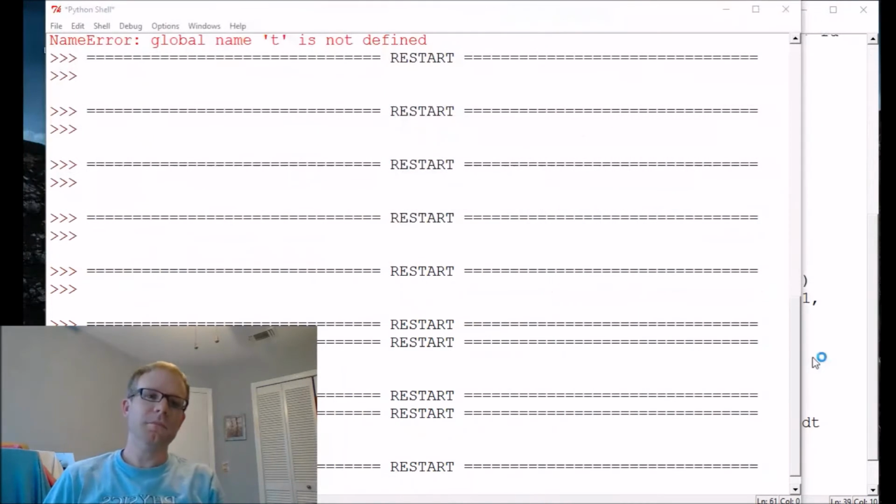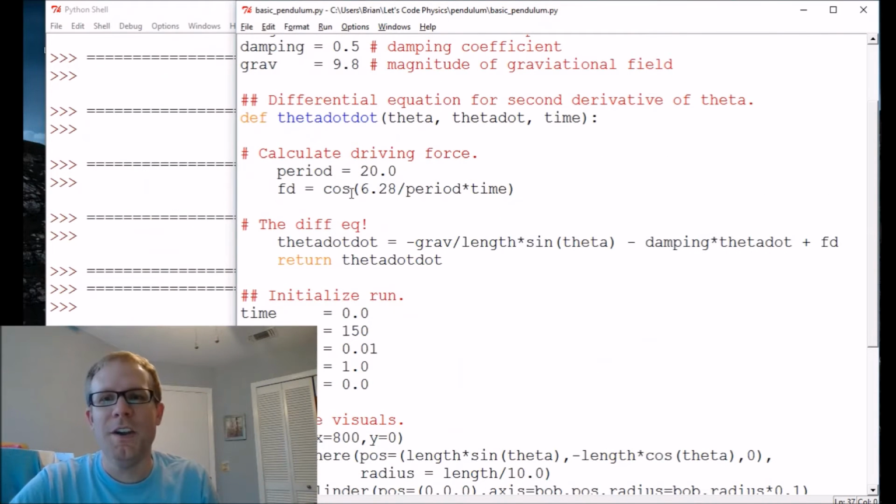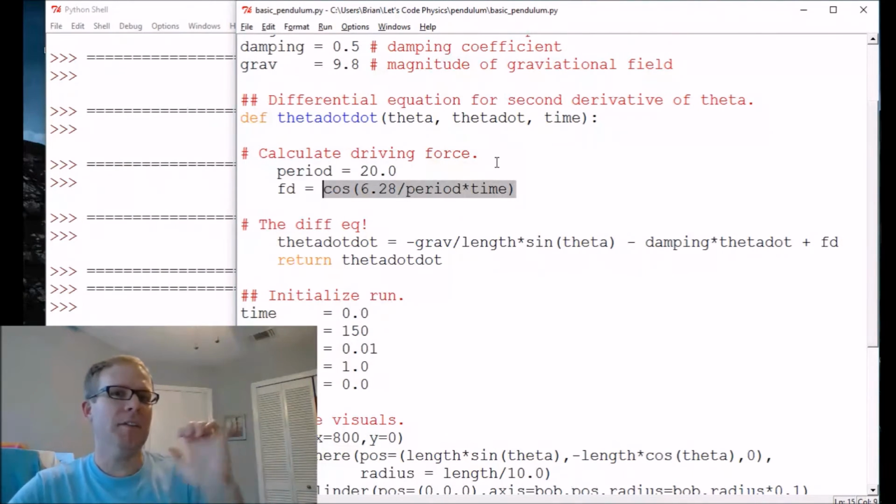So that's pretty cool. Of course, the fun part comes in when you have a non-sinusoidal driving force. So for example, suppose instead of that, that would be a fun one to try. Let's do this. Let's try a periodic push. So this would be like if you have a kid on a swing, you give it a periodic push.